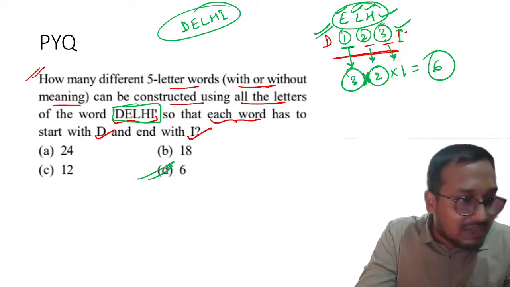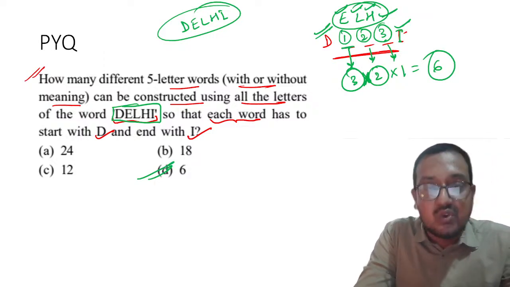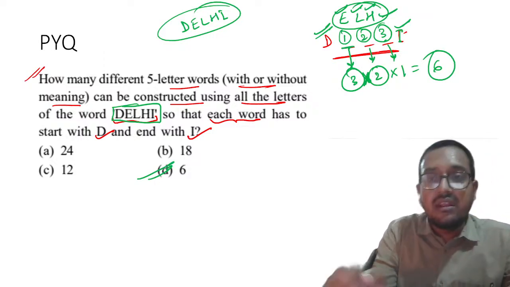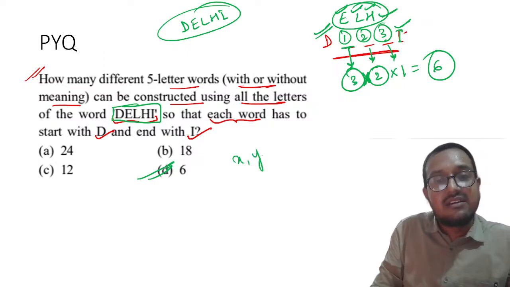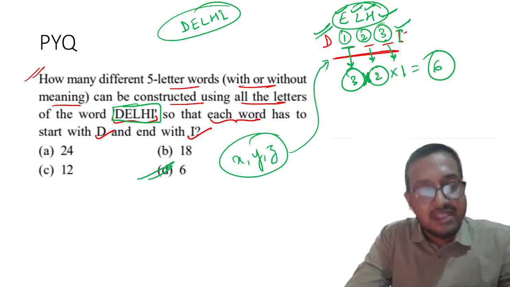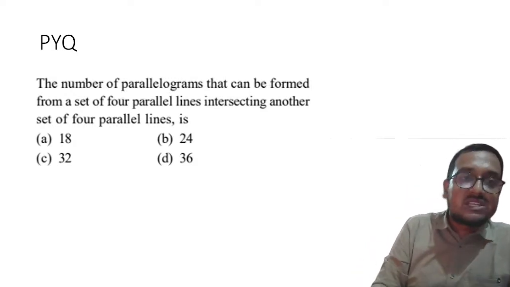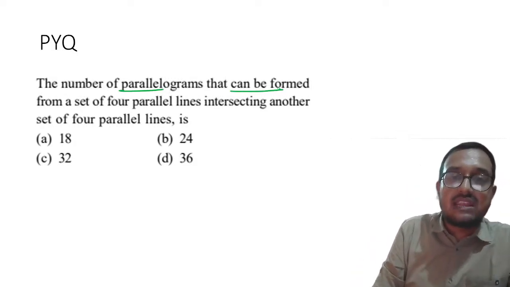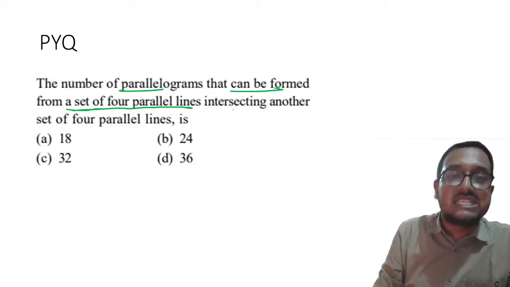Yes, this is the same exercise. Thank you, Karthikeyan. That's a very good correlation actually. If you remember, when I explained the XYZ related part, the same kind of thing is happening over here, right? Okay. Next is: the number of parallelograms that can be formed from a set of 4 parallel lines intersecting another set of 4 parallel lines is.